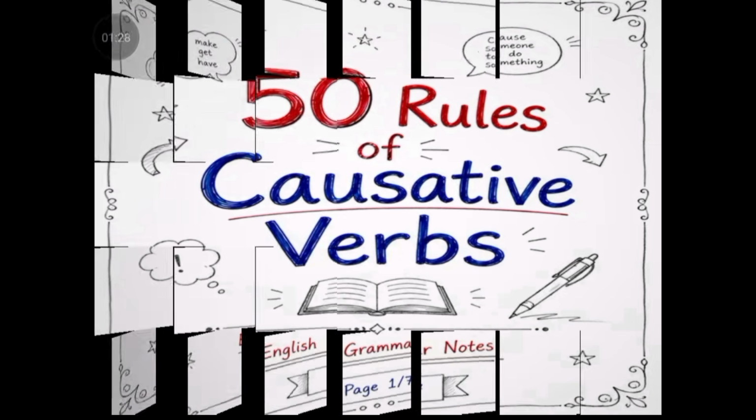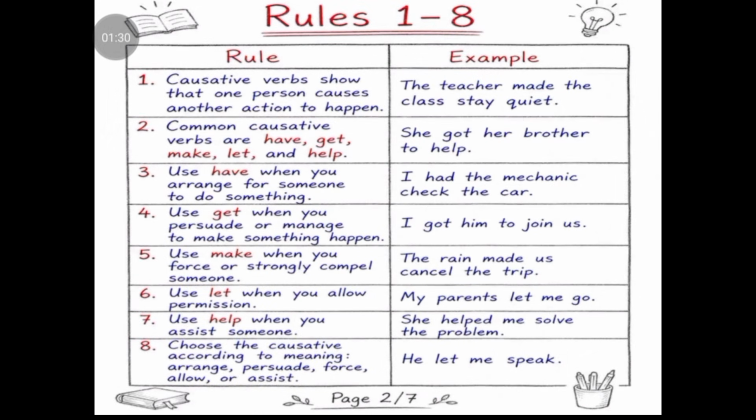So, next, the first rule says that causative verbs show that one person causes another action to happen. For example, the teacher made the class stay quiet. So it is the teacher that caused the class to stay quiet. Rule number 2: common causative verbs are have, get, make, let, and help. For example, she got her brother to help.